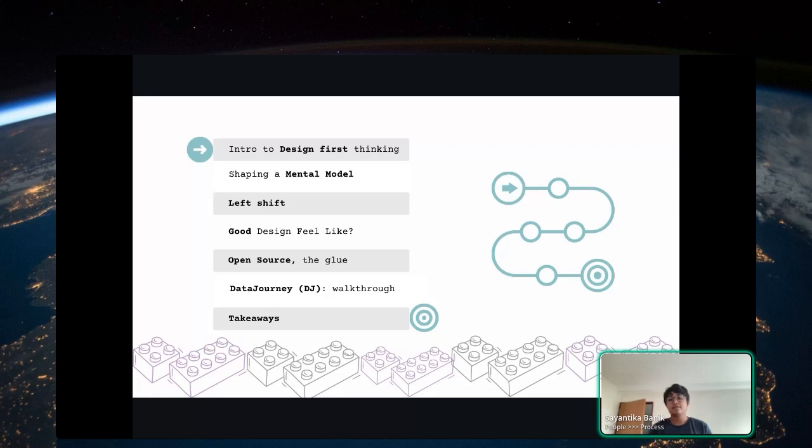Agenda today. We will first deep dive into what design thinking looks like, what is a design first approach, shaping a mental model. When we talk about mental model, it is also adding to a framework, to a lot of different concepts out there, and we will be crafting it in terms of how it gels with the Lego system. We will also learn about what is left shift and an interesting incremental left shift design concept. What does a good design feel like when we interact with it? What are the abstraction layers in them, and how interactivity plays an important role in design thinking?